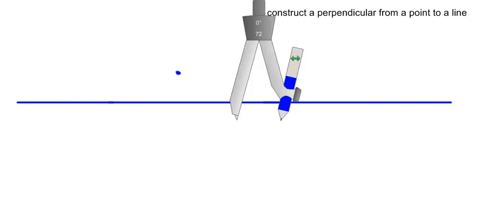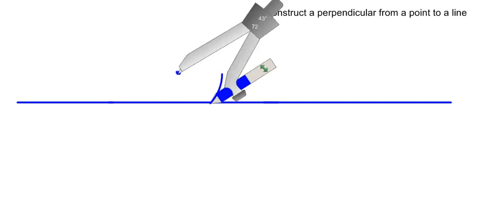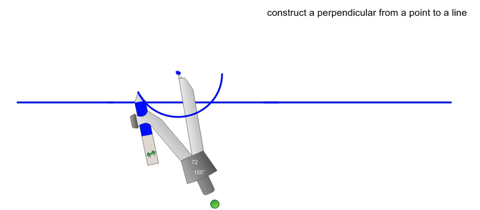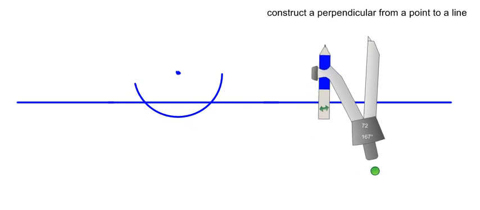Alright, so I'm going to put my pointer here, and then mark an arc. I want to make sure that this hits 2 places on my line. And I can simply name these points. My original point is A, this new point in that location is B, and then the other part where the arc hit my working line is called C.